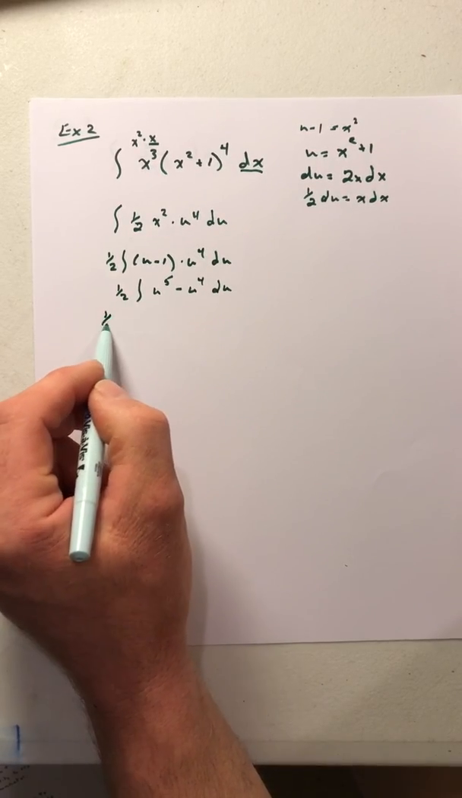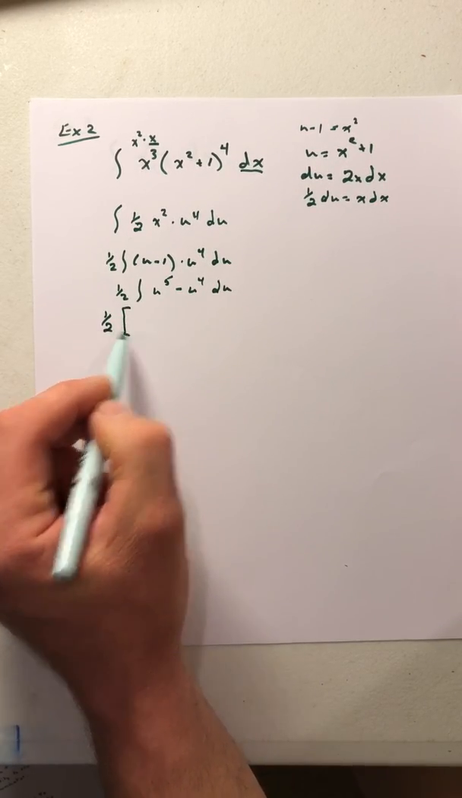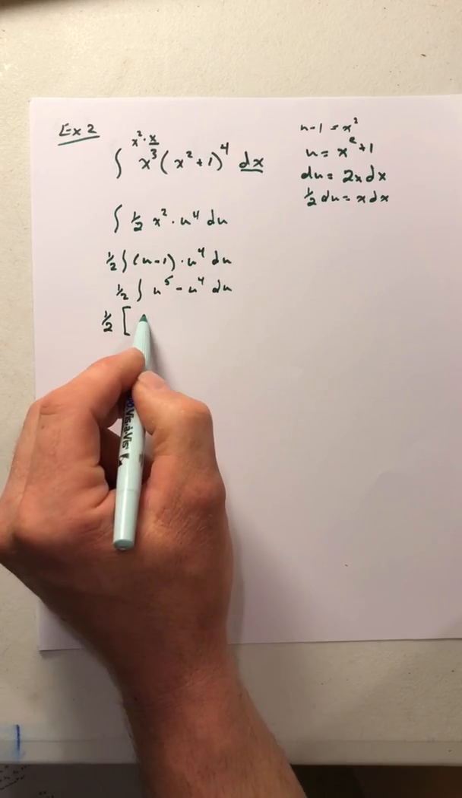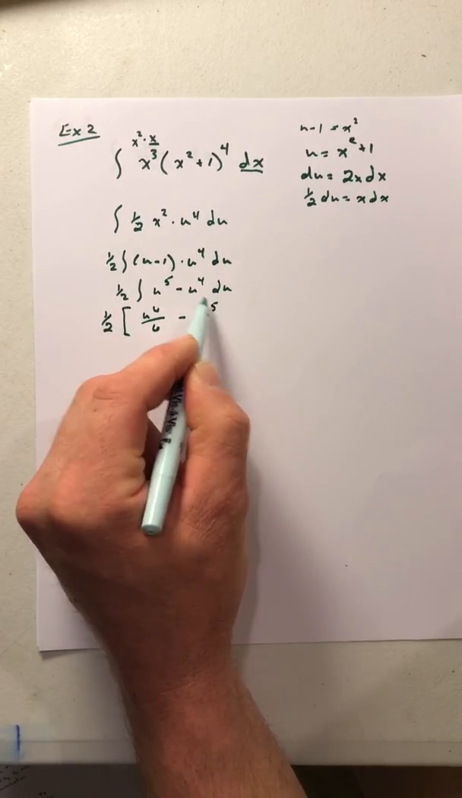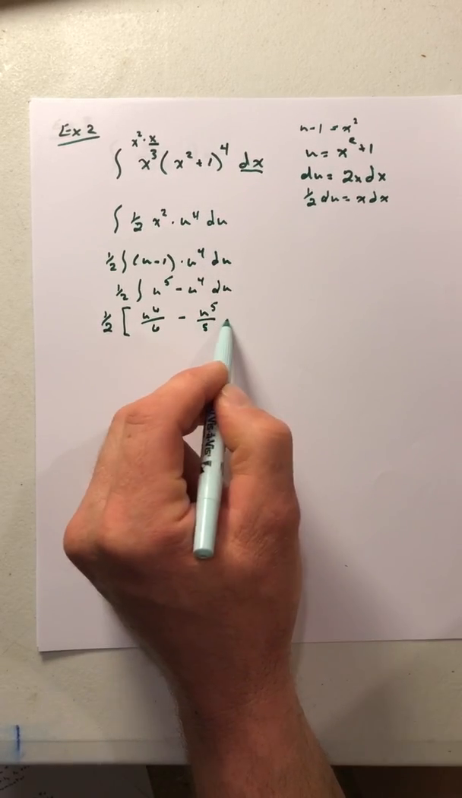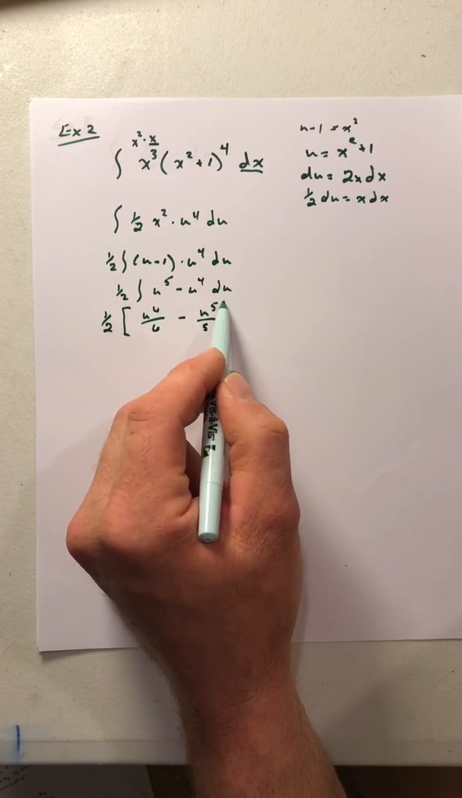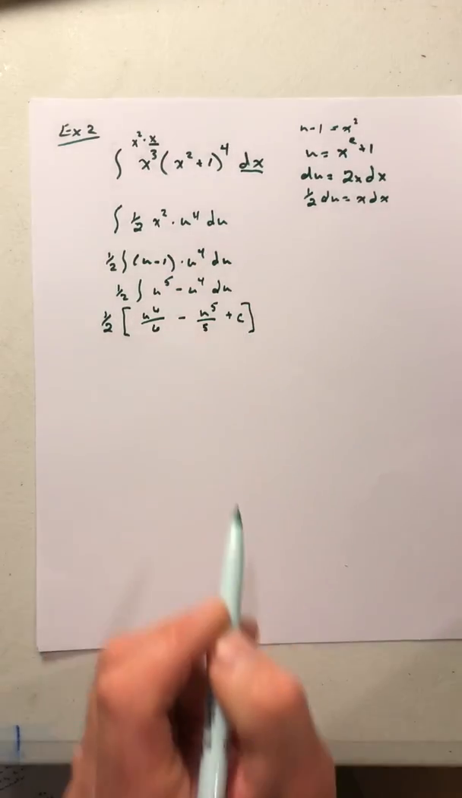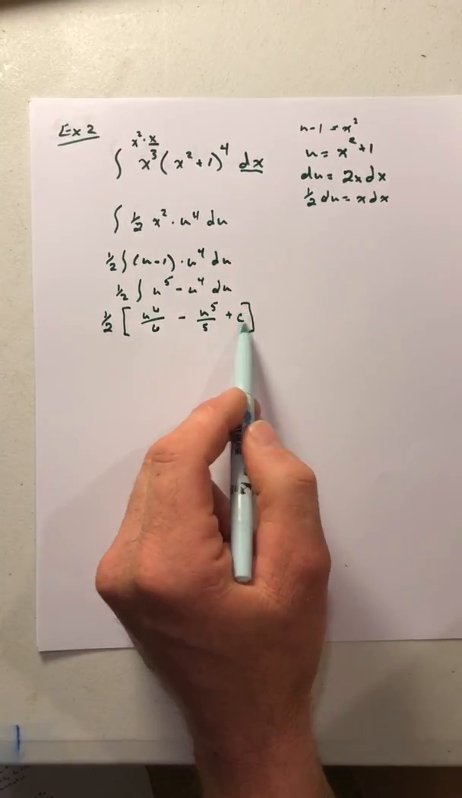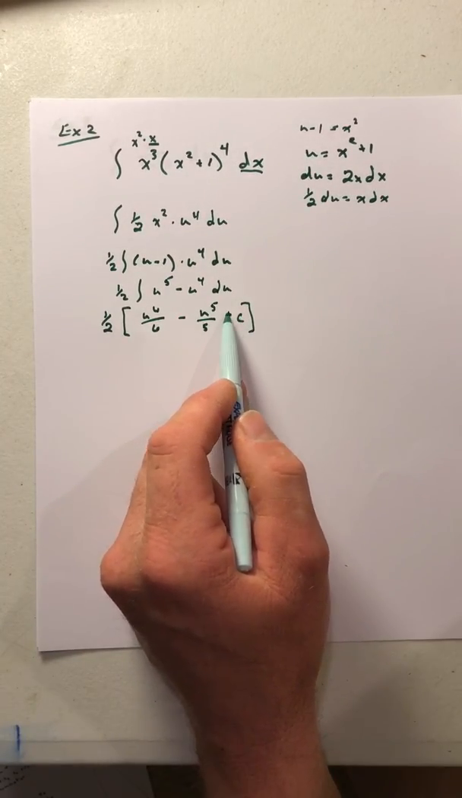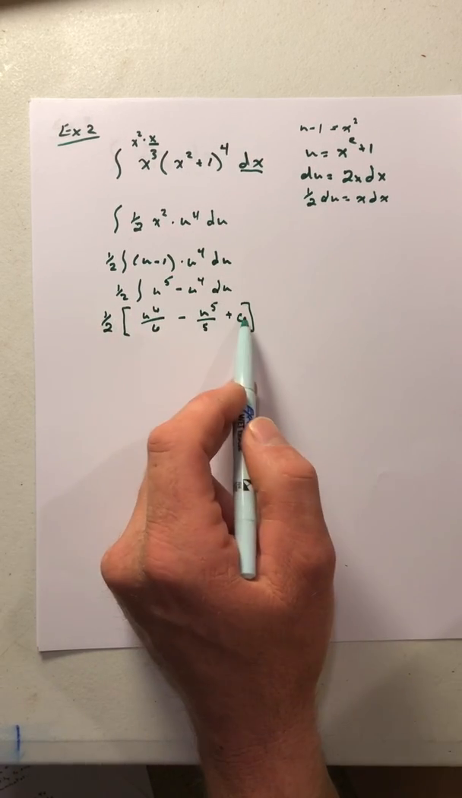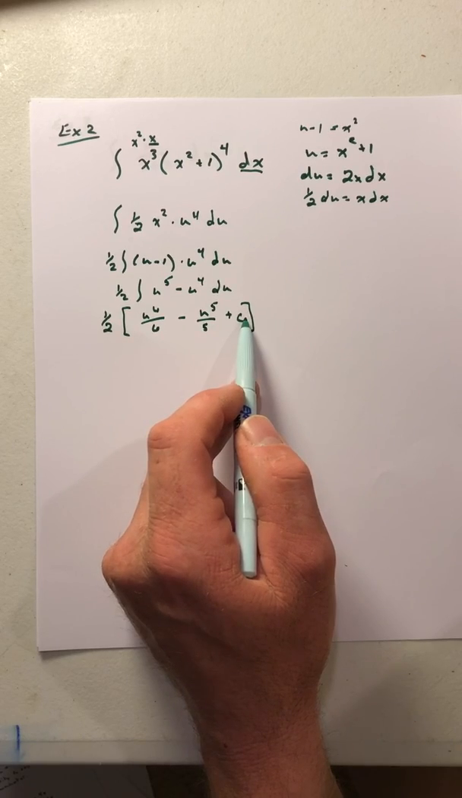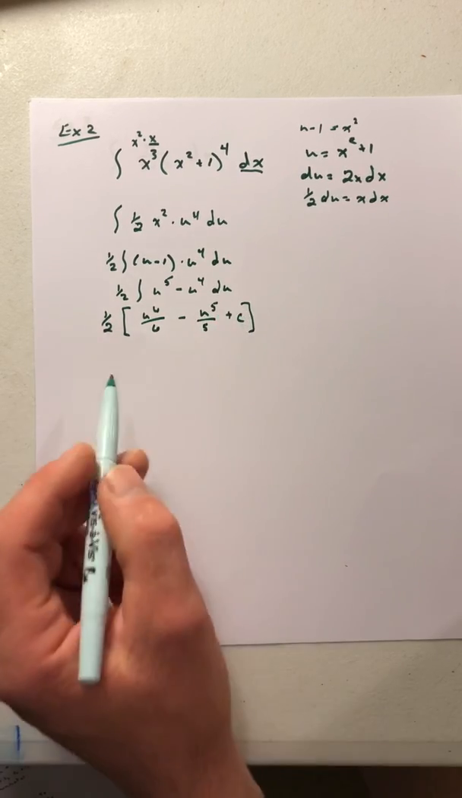Again, I'm leaving this 1/2 on the outside. So we have 1/2. The integration of u to the 5th is u to the 6th over 6, minus the integration of u to the 4th is u to the 5th over 5. And then we're going to have our plus c. Again, this plus c is very fluid, since it's being added there. If I multiply this 1/2 through, that c is really just going to stay a 1/2 c or c.